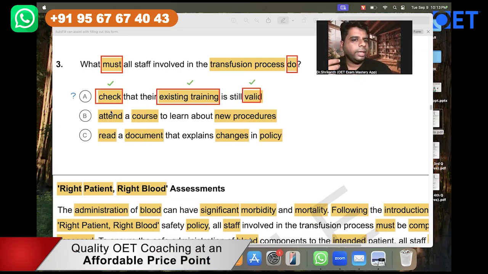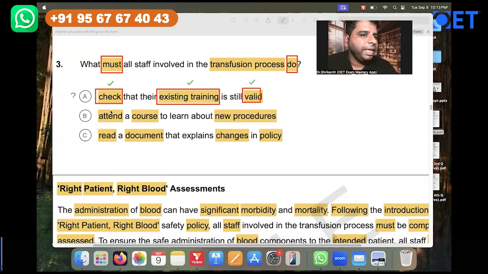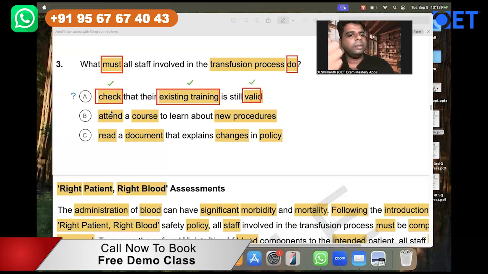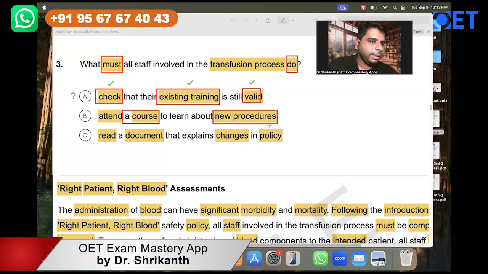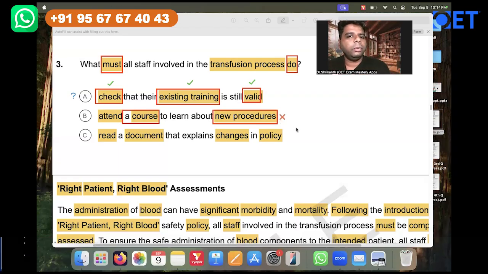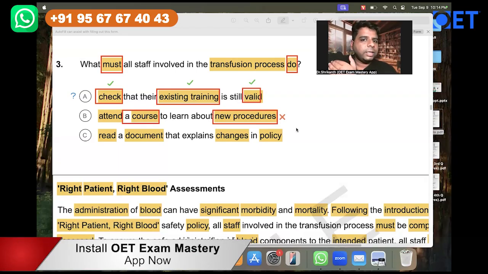Now let's assume that maybe you believe B is the right answer. So let's come to answer option B. What is option B telling? They have to attend one single course that teaches them about new procedures. If you take a look into the paragraph, nothing is mentioned about new procedures. Did we read anything about new procedures? That in the past that was the procedure, and now a new procedure is coming? This keyword is not mentioned.